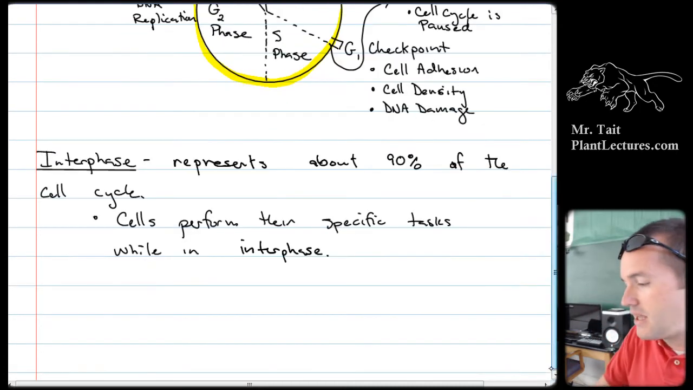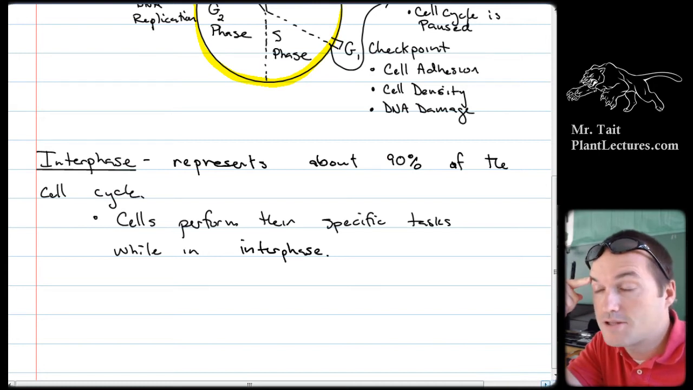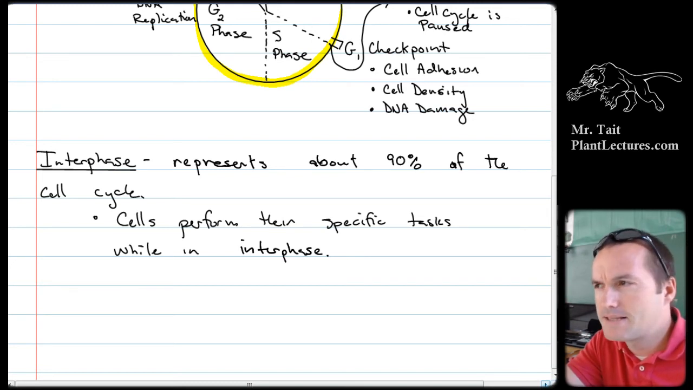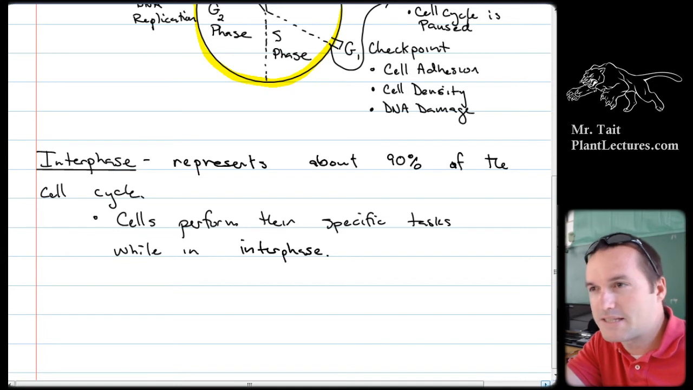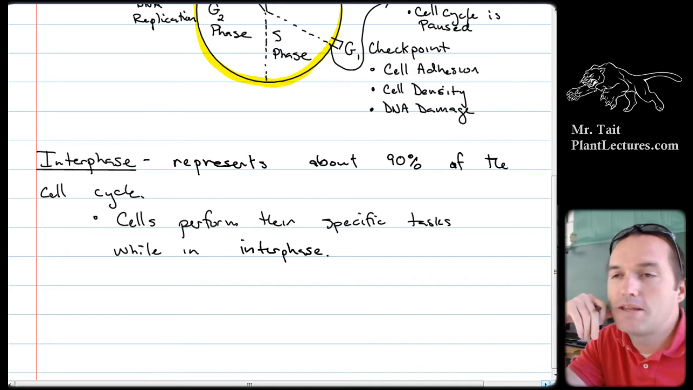Okay, so let's take a specific cell. Let's talk about, let's say, a pancreatic cell. One of the major jobs of the pancreas is to produce all of the digestive enzymes, right? So you've got your lipases, the enzymes that break down lipids. You get your proteases, the enzymes that break down proteins. And then you've got your amylase and stuff like that, the ones that break down carbohydrates, okay? Those are produced in the pancreas.